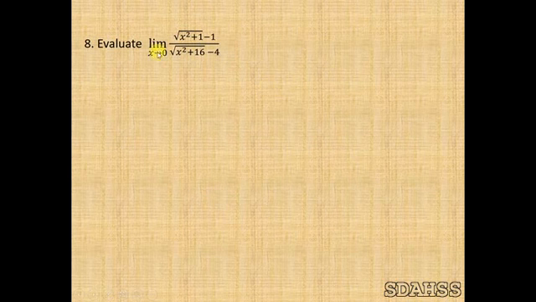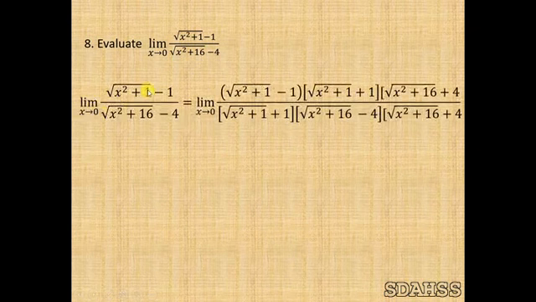Eighth sum, evaluate limit x tends to 0, root of x square plus 1 minus 1 divided by root of x square plus 16 minus 4. Now you have to multiply the numerator and denominator by its conjugate. So the numerator's conjugate is root of x square plus 1 plus 1. Similarly, in the denominator, you have to multiply the numerator and denominator by its conjugate. So its conjugate is root of x square plus 16 plus 4.